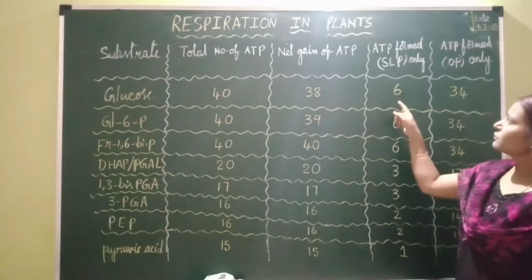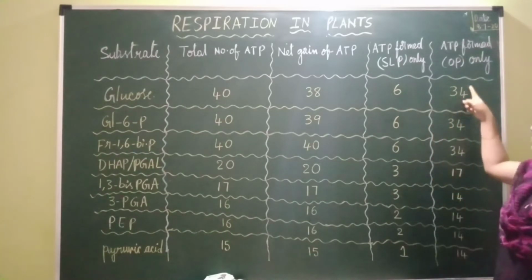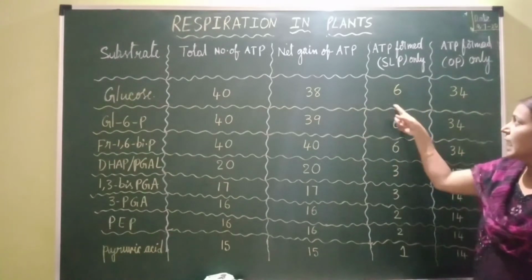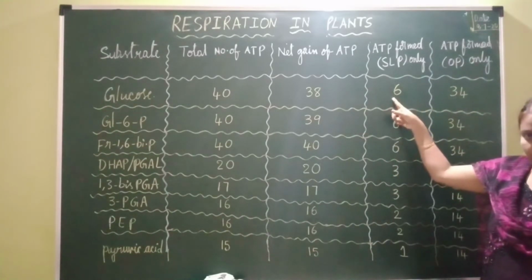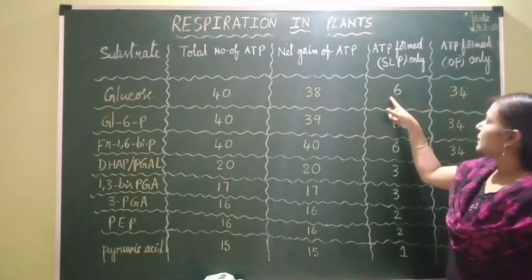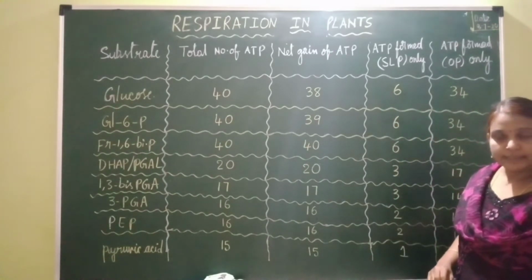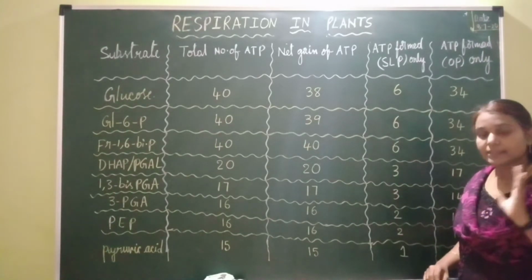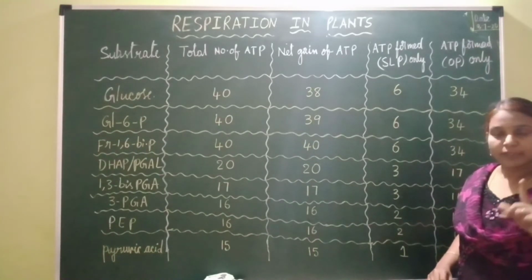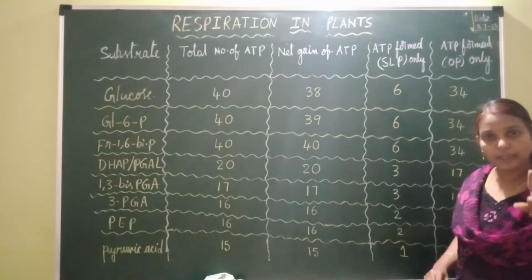So, among these 40, number of ATP formed through SLP only is 6. Number of ATP formed through oxidative phosphorylation only is 34. So 34 plus 6 is 40. Let's see where these 6 ATPs are formed and where these 34 ATPs are formed. Right. So 6 ATPs, because during glycolysis 4 ATPs are formed, that is at the 7th step 2 ATPs and at 10th step 2 ATPs are formed, and during Krebs cycle 2 ATPs are formed, that is at 7th step. For one cycle of Krebs cycle 1 ATP and for another cycle of Krebs cycle 1 ATP.